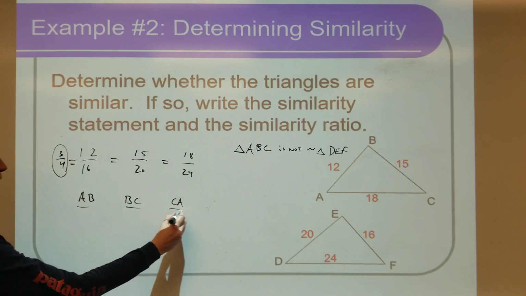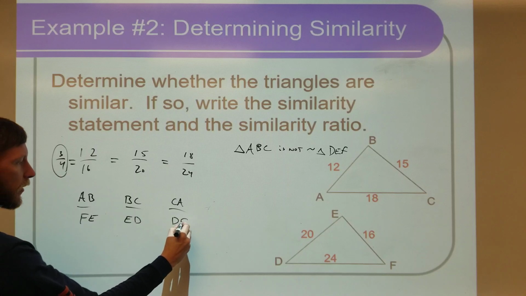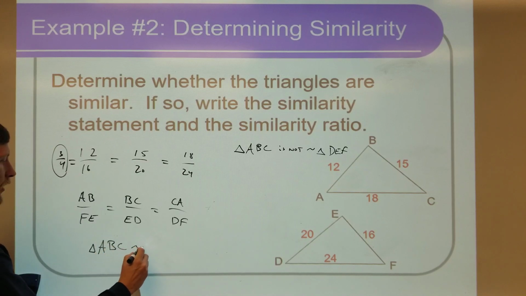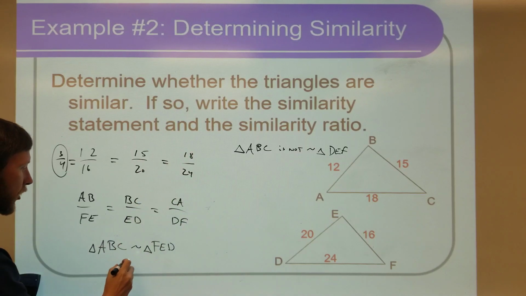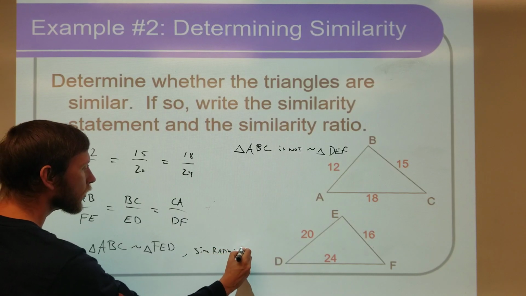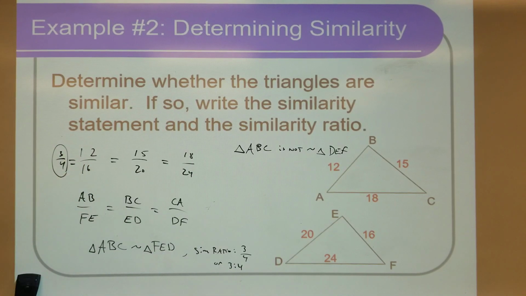But what we have here is AB, BC, and CA, or AC, however you want to say that, corresponding to segment FE, ED, and DF. All right? And so that means that triangle ABC is similar to triangle FED. And the similarity ratio, or that scale factor that we spoke about earlier, is 3/4. Or you can say 3 to 4. And so that is how we determine similarity. Or that is how, in the original part of this example, we show that figures are not similar to one another.